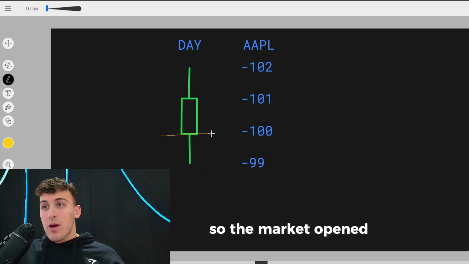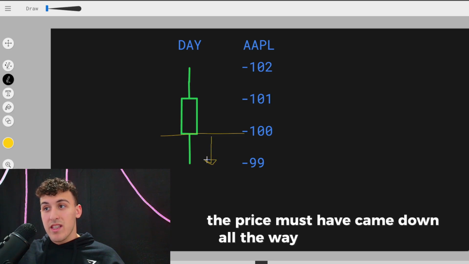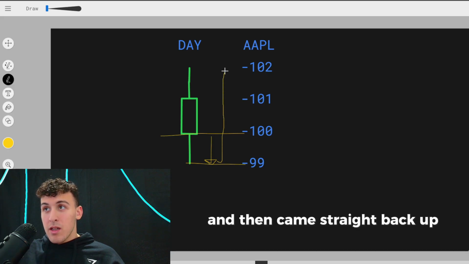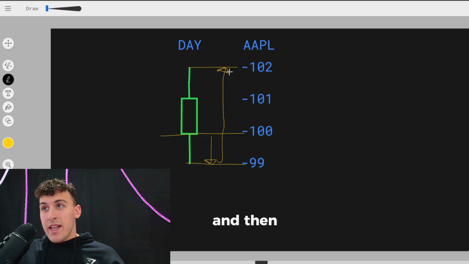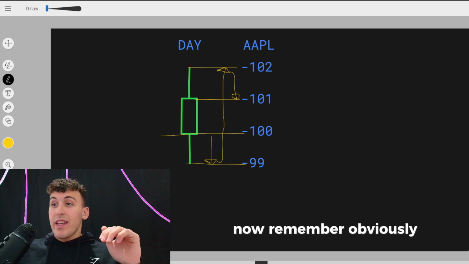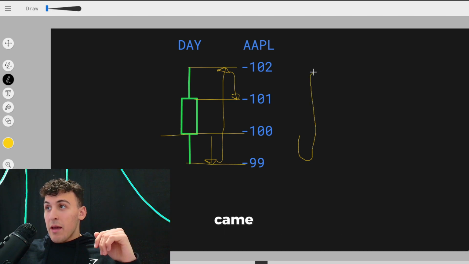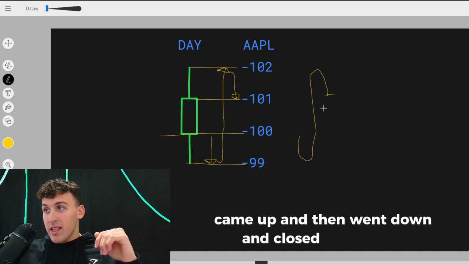So the market opened at 100 US. And then we can tell by looking at this wick, the price must have come down all the way to this 99 US level, and then came straight back up to 102 US, and then ended up closing the day at 101 US. Now remember, obviously it's not certain that price went in a movement where it went down, came up, and then went down and closed at this level.